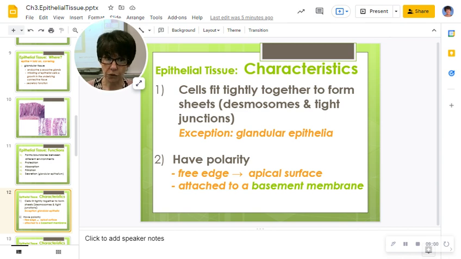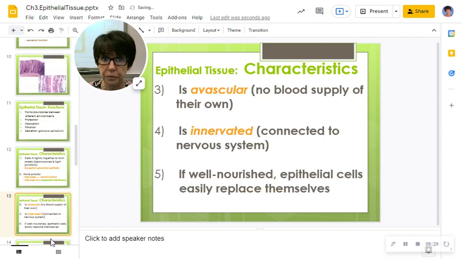Epithelial tissue cells tend to have what we call polarity. There's an apical surface that is facing the environment. If we're in a tract, the free edge or the apical surface is going to be pointing toward the environment, and then that cell is going to be attached to what they call a basement membrane. So it's got another side to it. We'll take a look at one of those in just a moment after we finish the characteristics, and I have some pictures to show you.